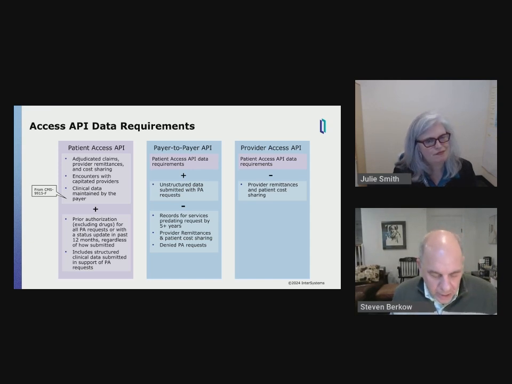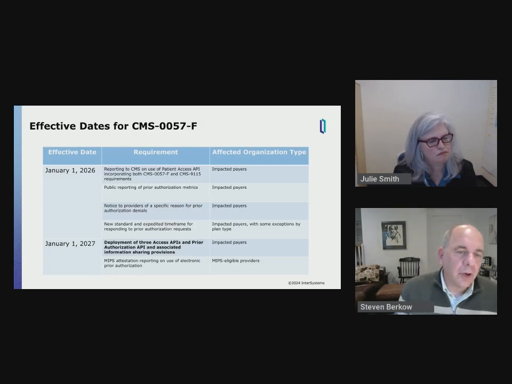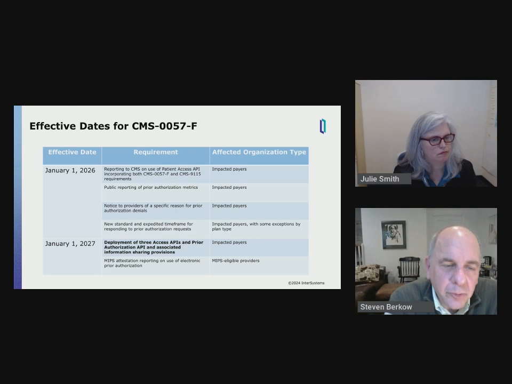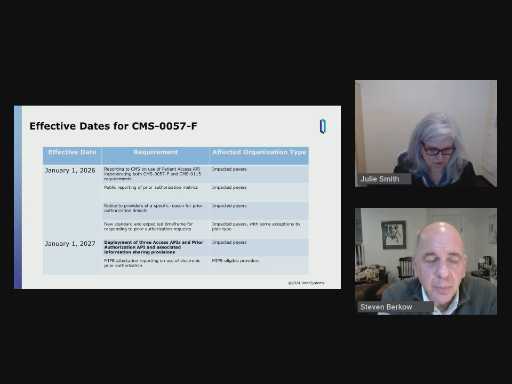The next slide are the 2 main effective dates that everybody should be aware of. So the first one is January 1, 2026, and this, to simplify it, involves everything other than the API requirements, other than the things that you have to do a heavy technical build. What I think is important to just note here is not that first row under requirement, but the next 3, and they all have to do with prior authorization. Because remember, this is wholly new API, and you are going to have to start publicly reporting on your prior authorization metrics January 1, 2026.